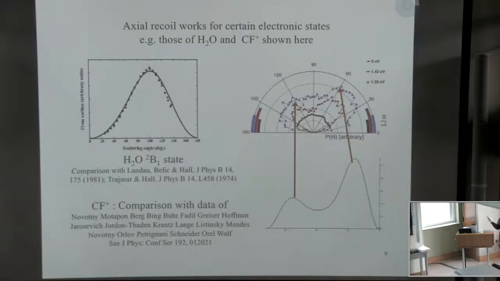So this works well for certain molecules and doesn't for others. For instance, the double V1 state of water works very well. And also, here I have an example of a calculation on angular distributions of dissociative recombination, CF plus. And here we have at least qualitative agreement: we have a prominent forward peak and a less prominent backward peak.